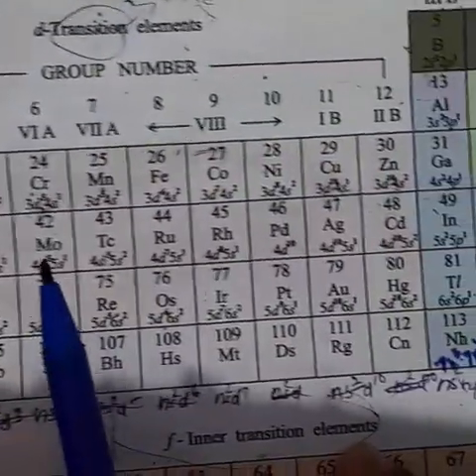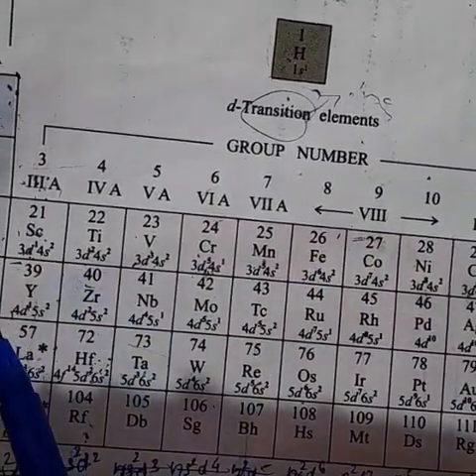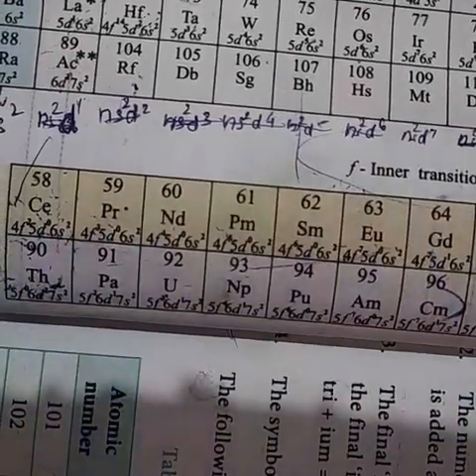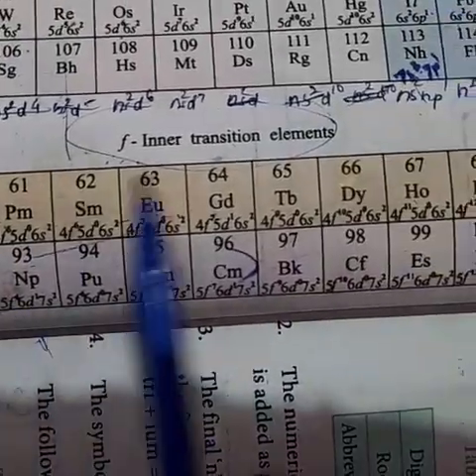And the F block elements, cerium to lutetium, that is lanthanides and actinides, are otherwise called the F block elements. They are otherwise called inner transition elements.